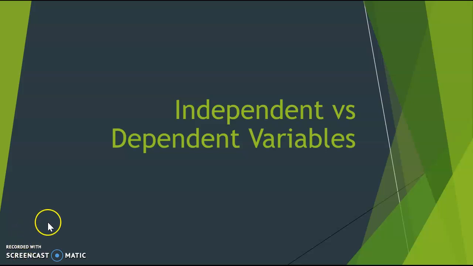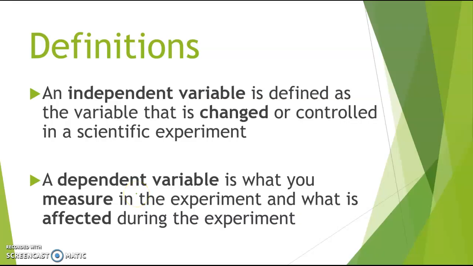All right, in this video, you are going to be learning the difference between independent and dependent variables. An independent variable is defined as the variable that is changed or controlled in a scientific experiment. A dependent variable is what you measure. It's something that's affected during the experiment.